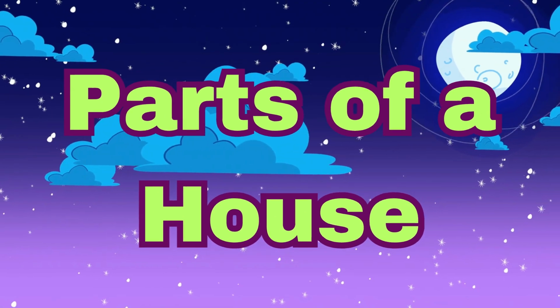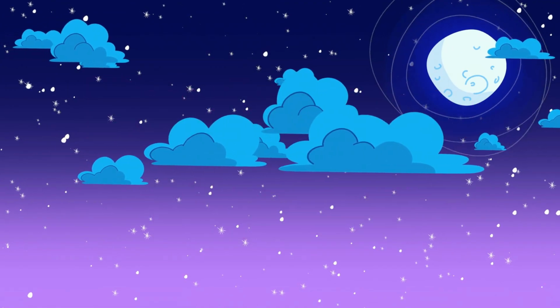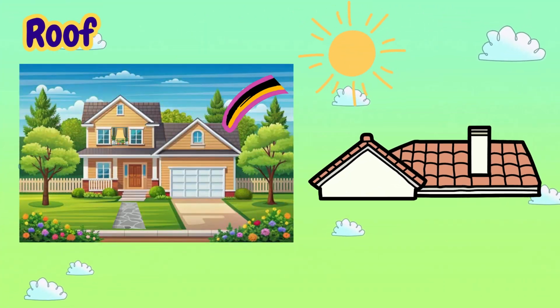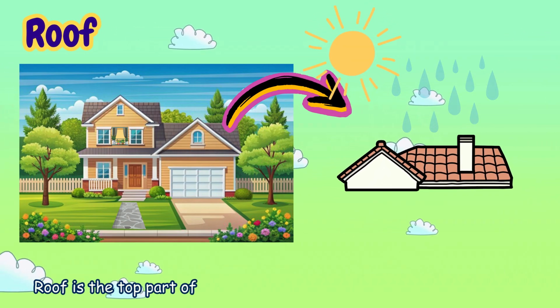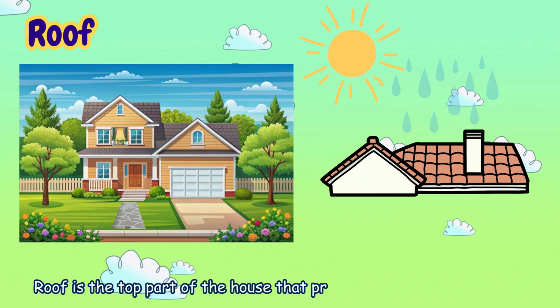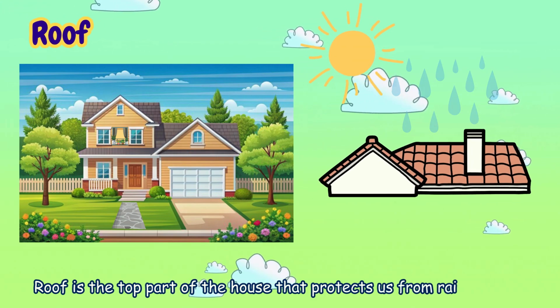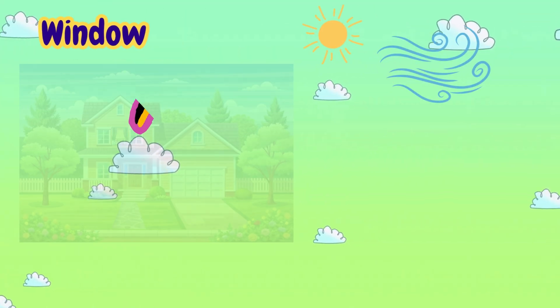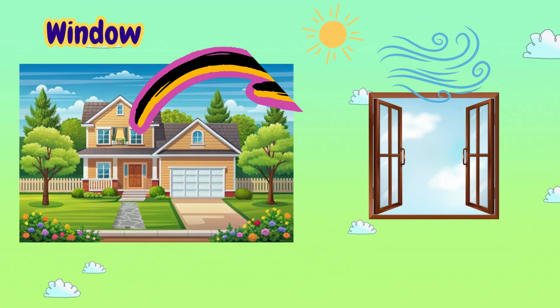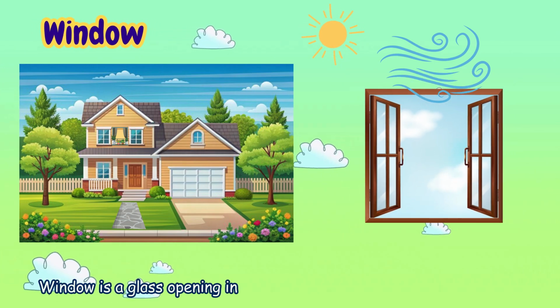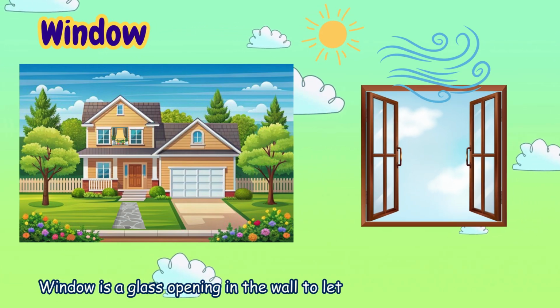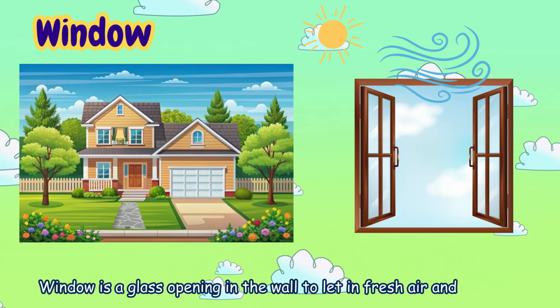Different parts of a house. Roof. Roof is the top part of the house that protects us from rain and sun. Window. Window is a glass opening in the wall to let in fresh air and sunlight.